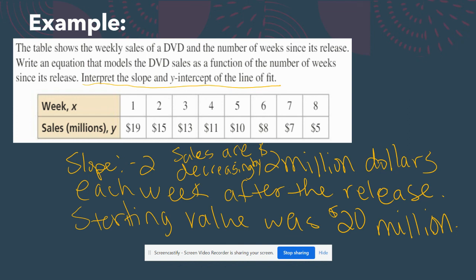So now that you've seen how to make a scatter plot, please go back and try number 6 of the U-Try. Don't worry about line of best fit. We'll work on that more in class.